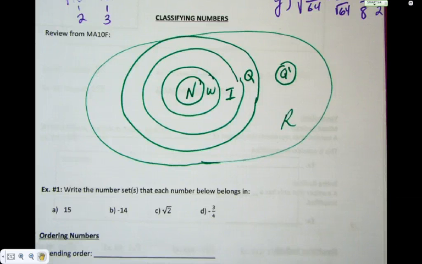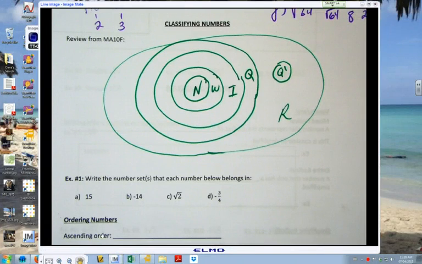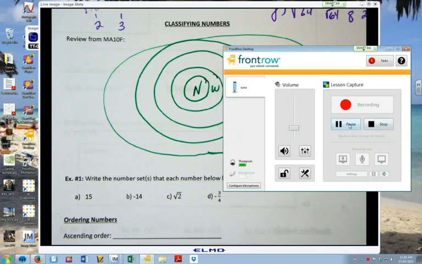I want you to turn and talk with a partner. For each of these circles, I want you to write down the name of the family and write down two examples of any number that's in that family. Write down the name of each family and two examples of any numbers that's in that family. Completely up to you.